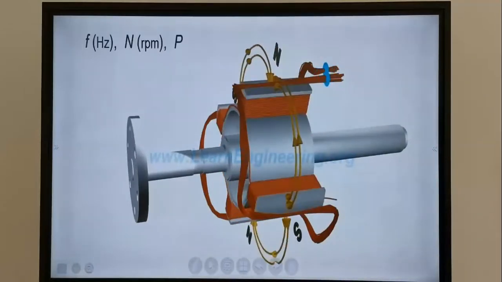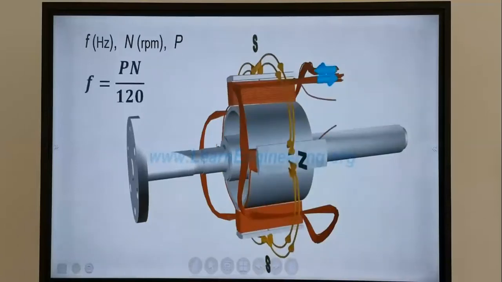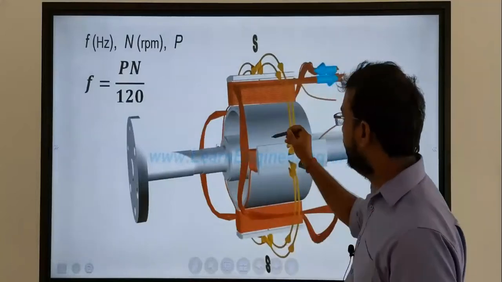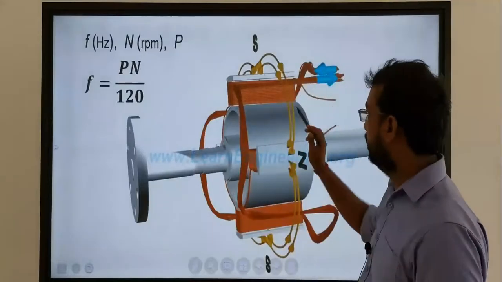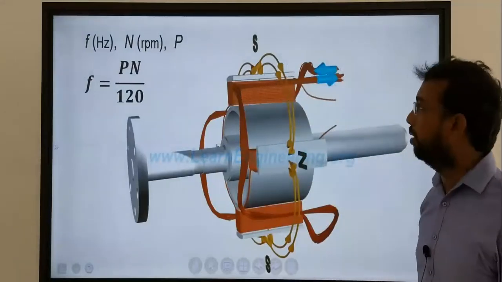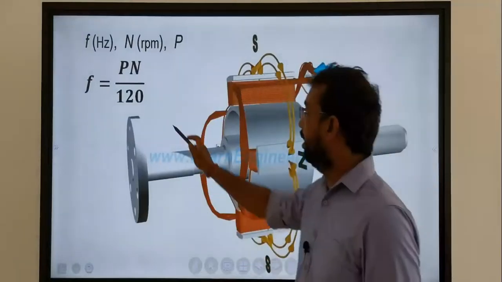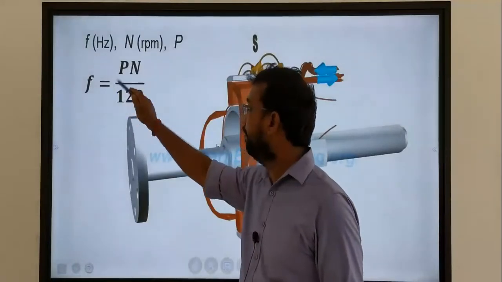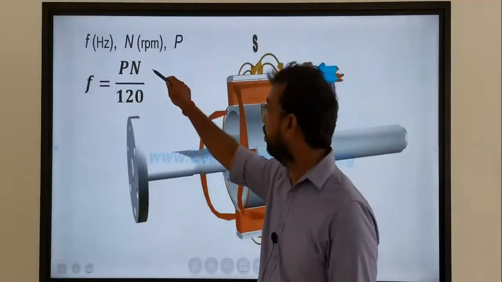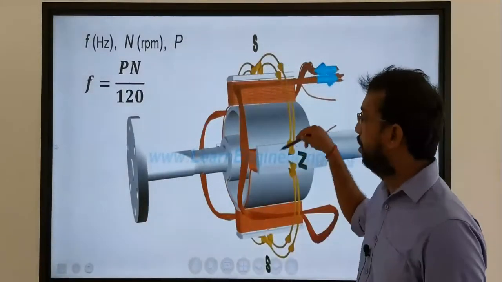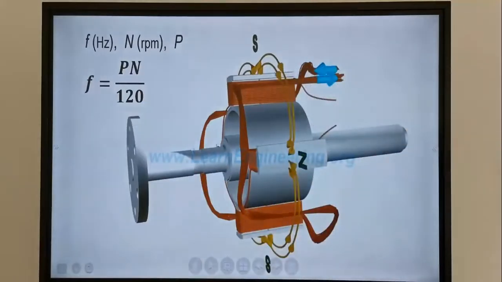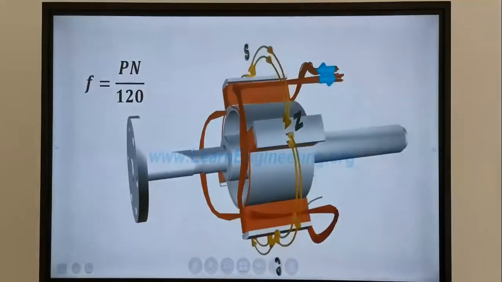The frequency is connected with this common equation, f = NP/120. Here N means RPM, the rotational speed of the rotor, and P means the number of poles. Here there are a total of 4 poles, and 120 is a constant. So if we want to increase the frequency, one thing is we have to increase the rotational speed of this rotor. Otherwise, we have to increase the number of poles on the rotor.